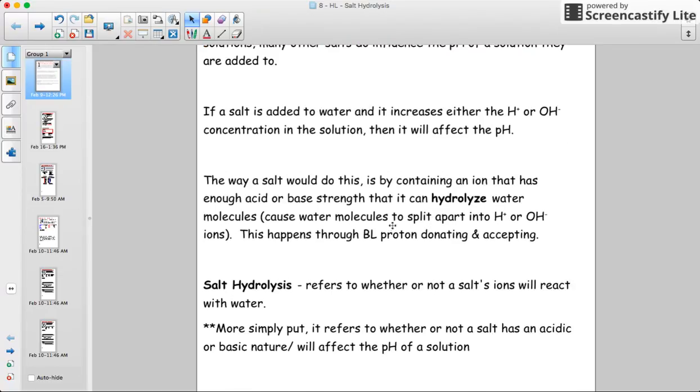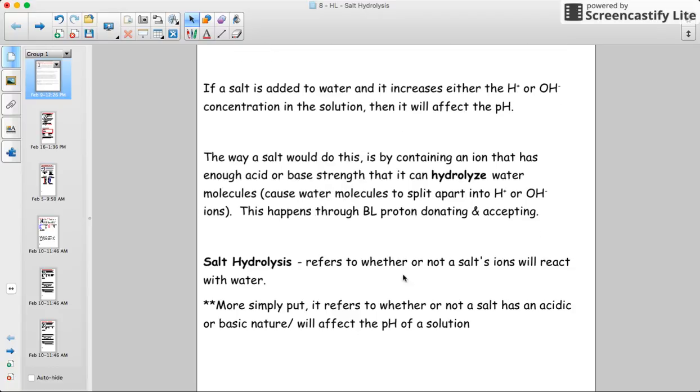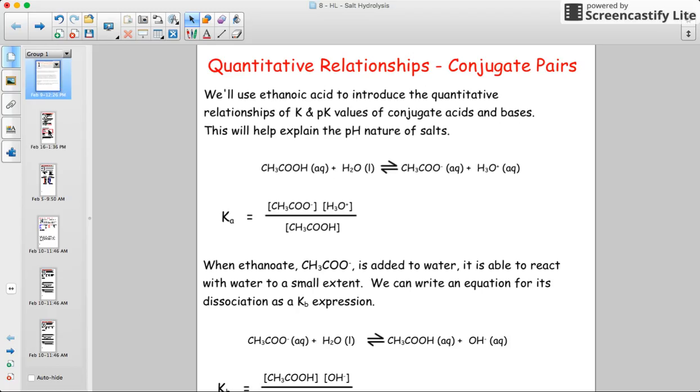And so this gets referred to as salt hydrolysis because it's referring to whether or not the salt has enough acid or base character to actually react with water and hydrolyze the water, which means split the water into H plus or OH minus ions. So it looks at whether or not the salt is acidic enough to donate protons to water, or is the salt basic enough to accept protons from water. The IB will refer to this as salt hydrolysis, but really think of it as: does the salt have an acidic or a basic nature to it?